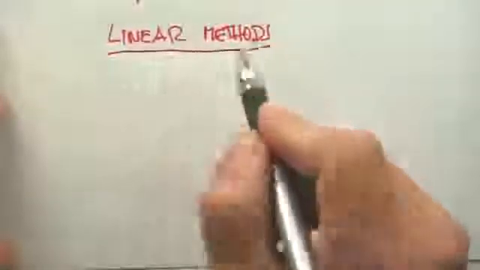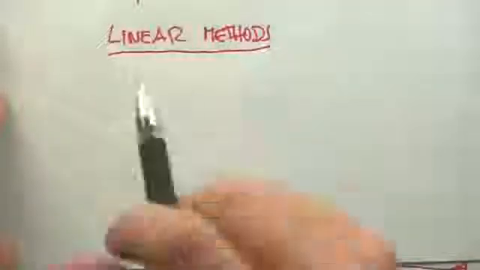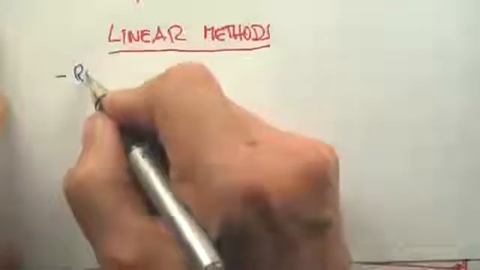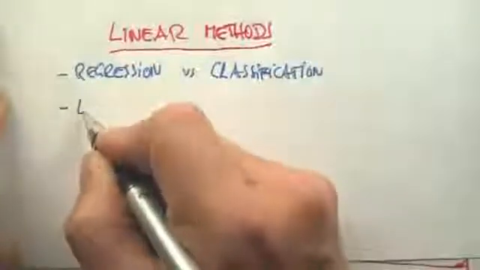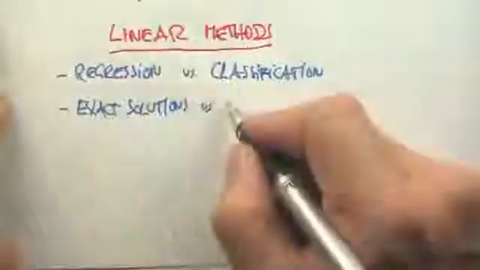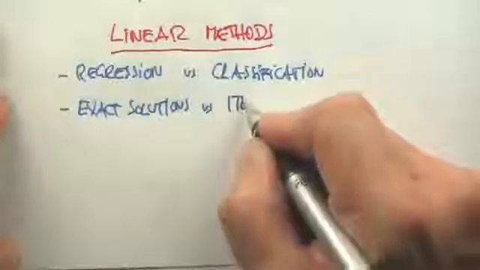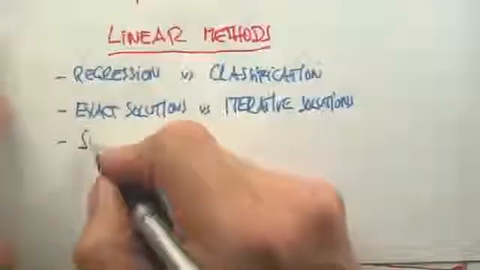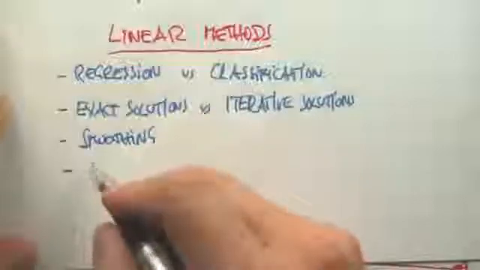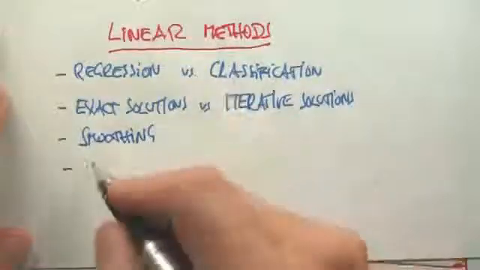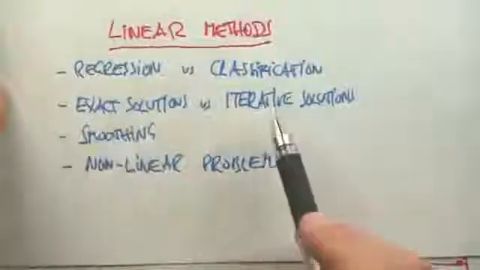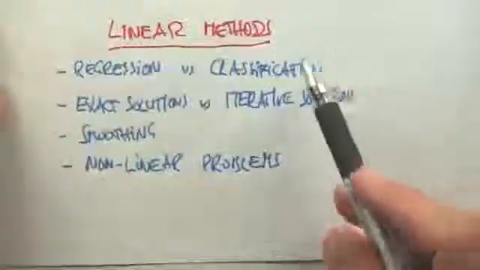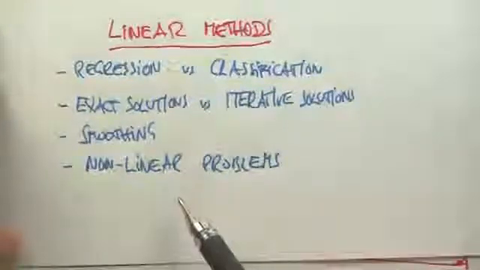So in summary, in linear methods, we learned about using them for regression and also classification. We learned about exact solutions versus iterative solutions. We talked about smoothing, and we even talked about using linear methods for nonlinear problems. So we covered quite a bit of ground. This is a really significant cross-section of machine learning.